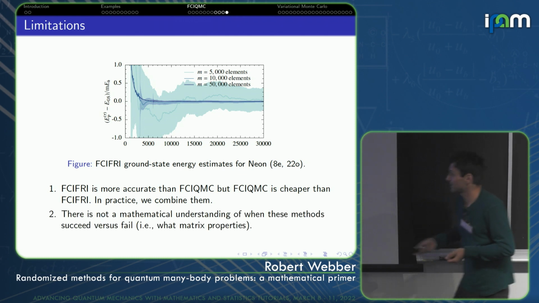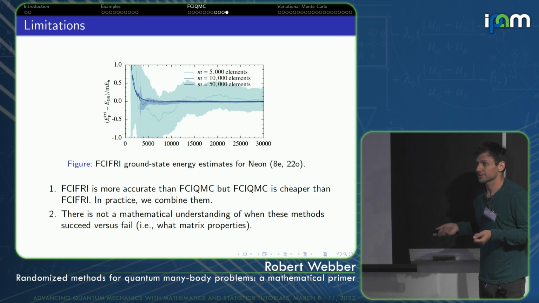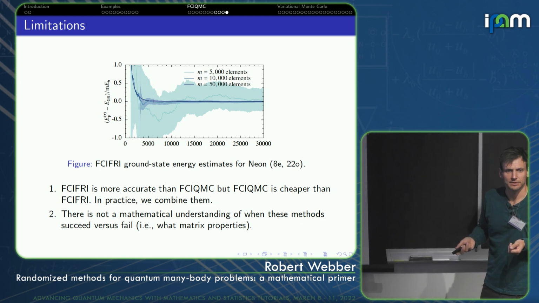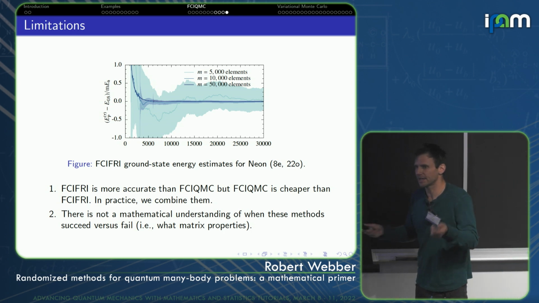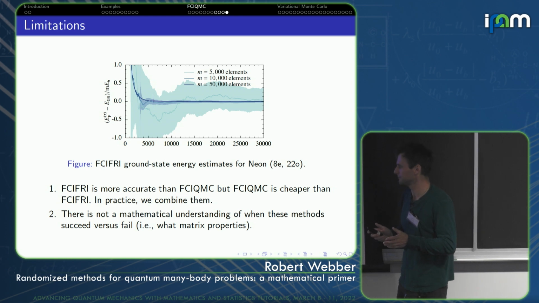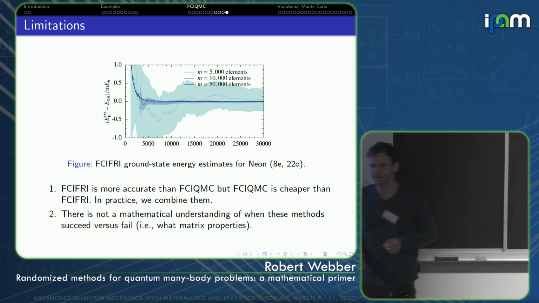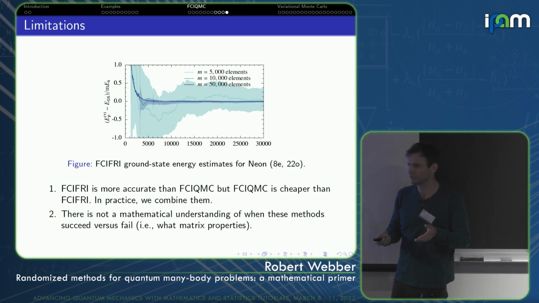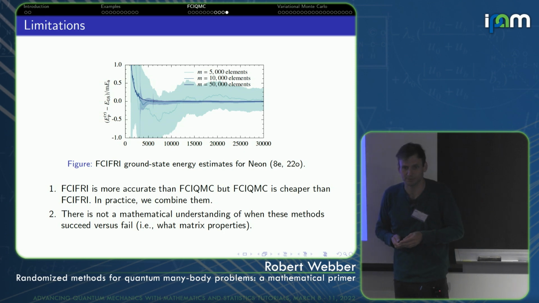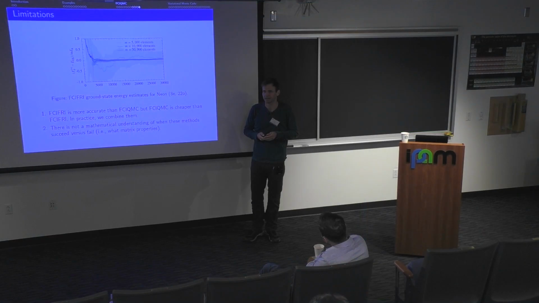There is not a mathematical understanding of when these methods succeed versus fail. And that's probably the biggest open question, I think. Establishing geometric ergodicity in the abstract isn't so good, but knowing from a nuts and bolts perspective what the matrix properties are that lead these methods to do well versus not perform so well is of big, big practical relevance. I have some ideas that it's related to diagonal dominance, but I'm kind of stumped.